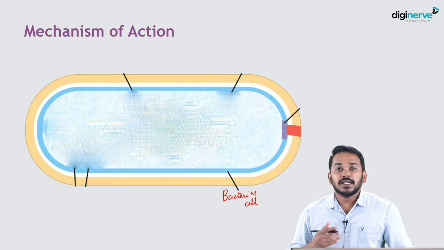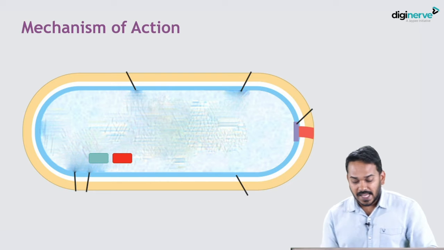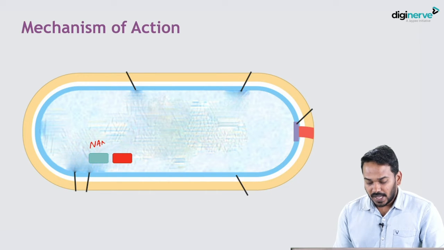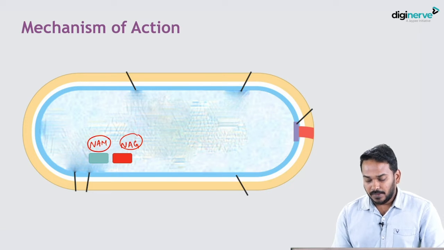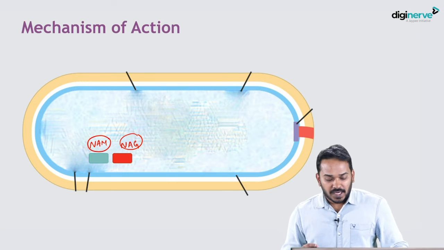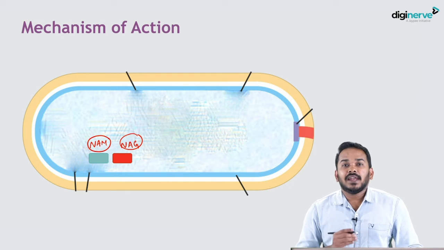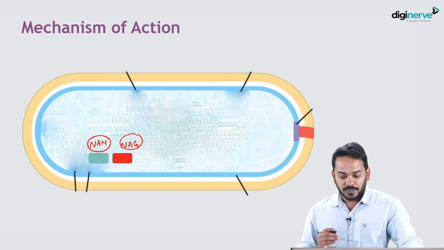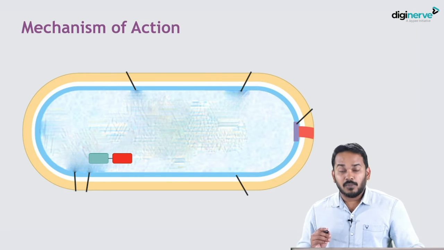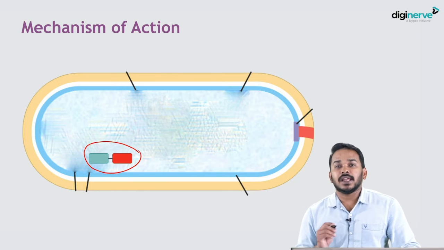This peptidoglycan is synthesized by this bacteria, and the basic unit of the peptidoglycan layer is 2 compounds called N-acetyl muramic acid and N-acetyl glucosamine, in short abbreviated as NAM and NAG. These are the basic units of peptidoglycan of the bacterial cell wall, and these are formed inside the bacterial cell. Once NAM and NAG are formed inside the bacterial cell, 1 unit of NAM will bond with 1 unit of NAG to form the basic structural substance of the peptidoglycan cell wall.